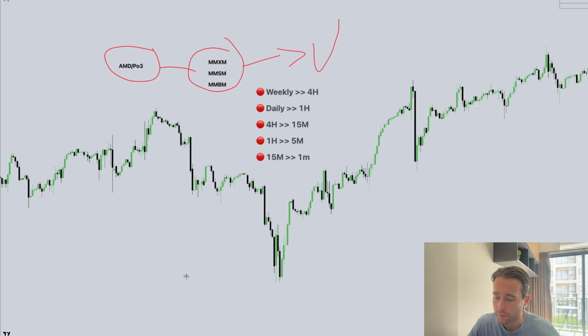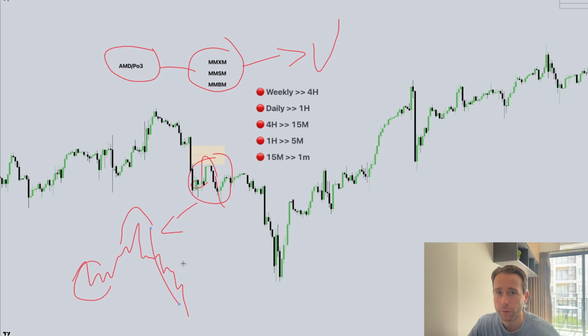If you have a weekly level, trade a 4-hour market maker model. If you have a 1-hour level, trade a 5-minute market maker model. So what I mean by that is, let's say we are here in a 1-hour structure. If we zoom into this move right here, this is a market maker model of itself, but then on the 5 minutes. So this on the 1 hour, if you now go back to the 5 minutes, you will see this happening. You will see a little mini market maker sell model. So combining the accumulation, manipulation, then distribution, that will give you the buys every single day.